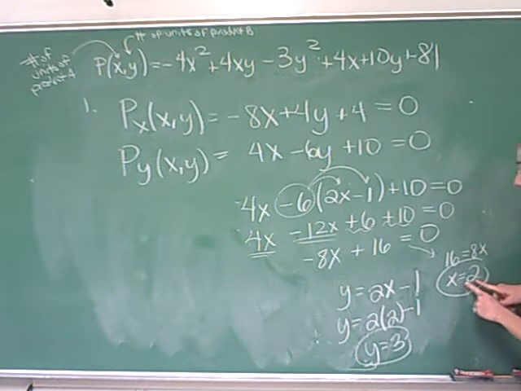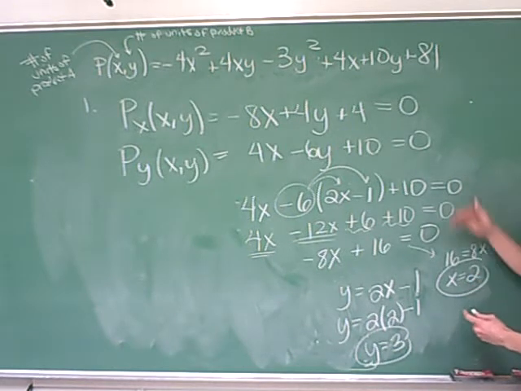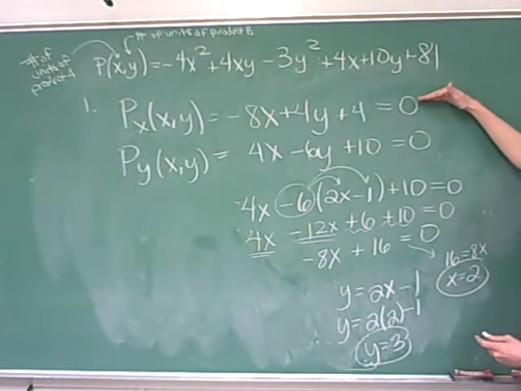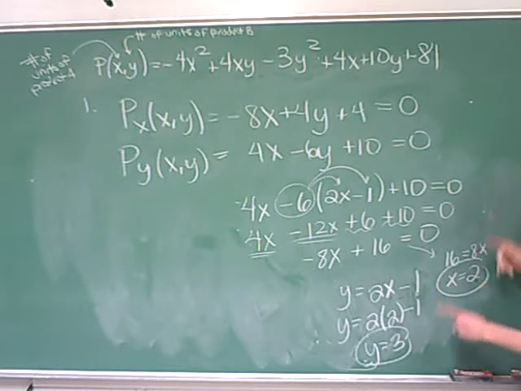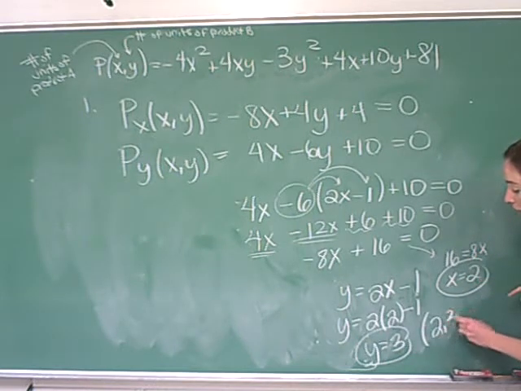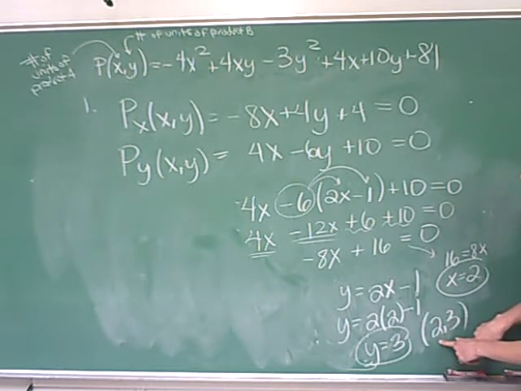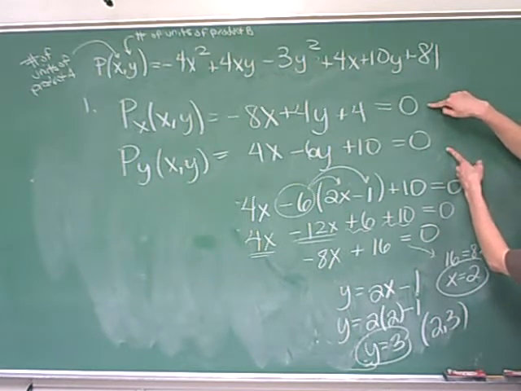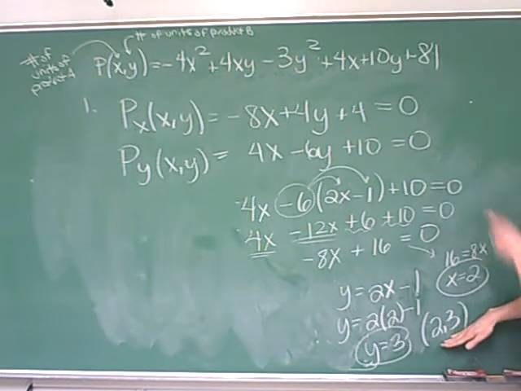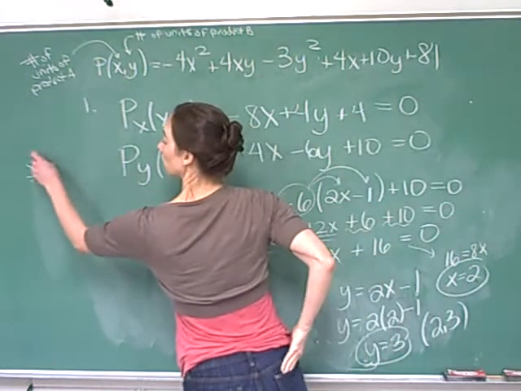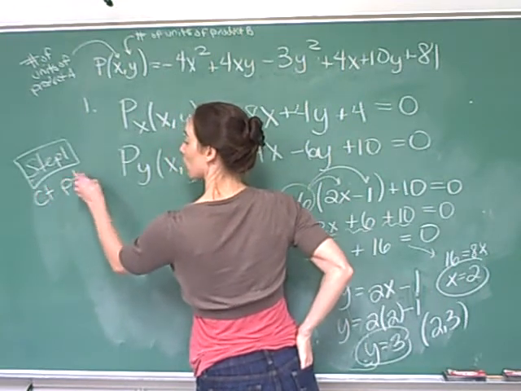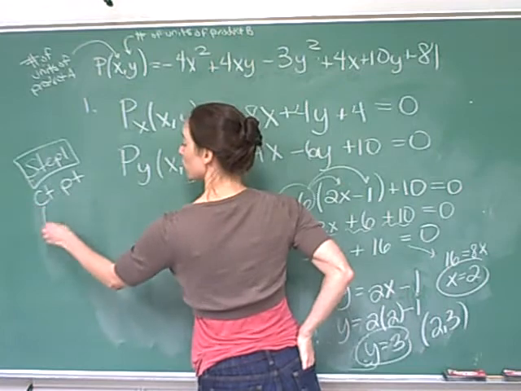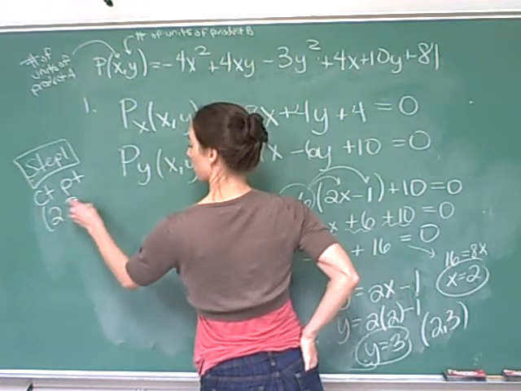So I found the x and y ordered pair that makes the derivative with respect to x equal 0 and the derivative with respect to y equal 0 simultaneously. So the ordered pair (2, 3) is my critical point because it makes both these derivatives equal to 0. I'm going to record that over here because I'm going to have to erase this. So from step 1, I found that my critical point is going to be (2, 3).